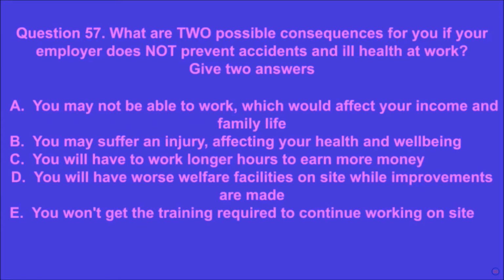Question 57. What are two possible consequences for you if your employer does not prevent accidents and ill health at work? Give two answers. A. You may not be able to work, which would affect your income and family life. B. You may suffer an injury, affecting your health and well-being. C. You will have to work longer hours to earn more money. D. You will have worse welfare facilities on site while improvements are made. E. You won't get the training required to continue working on site. Correct answer is A and B.